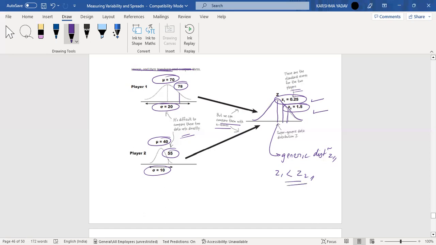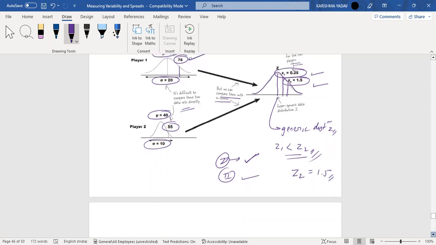This means that even though player 1 is generally a better shooter and puts balls into the net at a higher rate, because he has scored 75% of the time, player 2 has performed better relative to his own track record, because he has a standard score of 1.5. Player 2 has performed better.